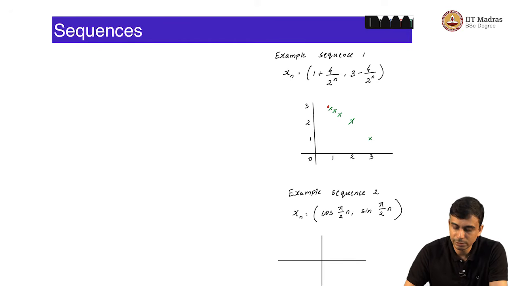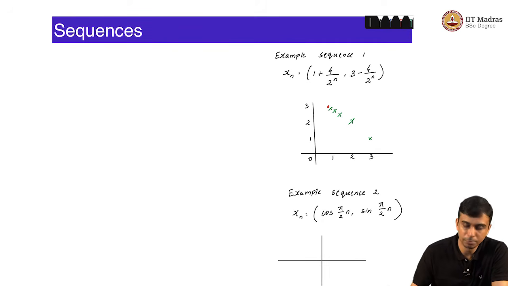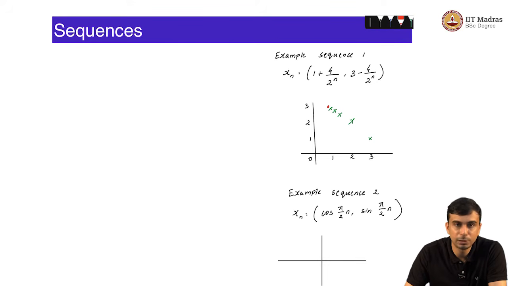Another example of a sequence would be this sequence where xn is cosine of pi by 2n comma sine of pi by 2n. This sequence also, each element here lies in R2, similar to the previous sequence. But this sequence, you can see, is going to be very different. Let us just try to do that. What is x1? x1 is simply cosine of pi by 2 comma sine of pi by 2, which is 0 comma 1. What about x2? x2 is cosine pi comma sine pi, which is this.